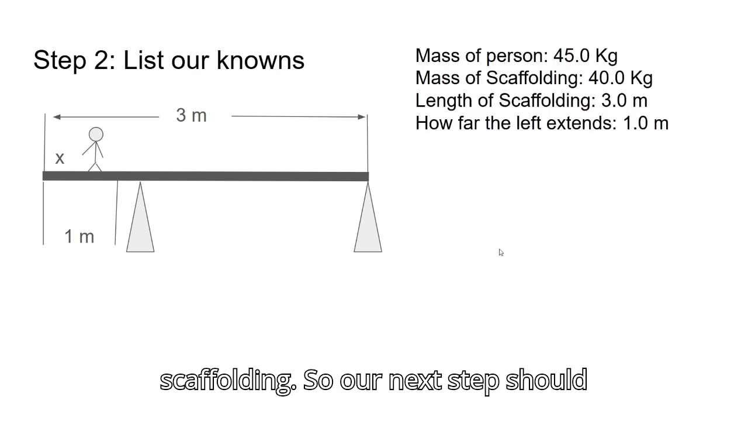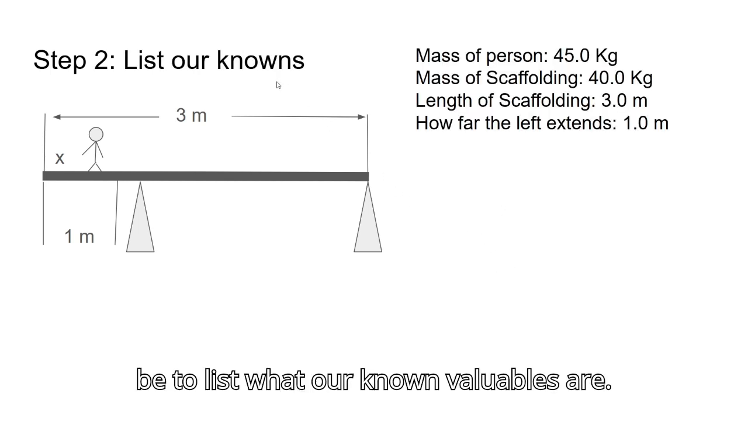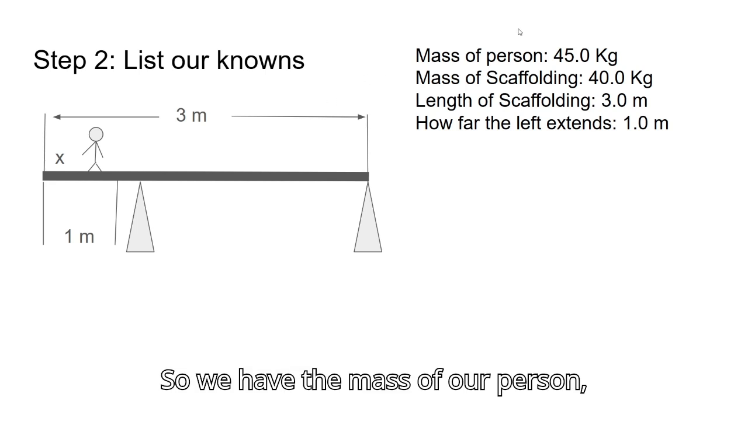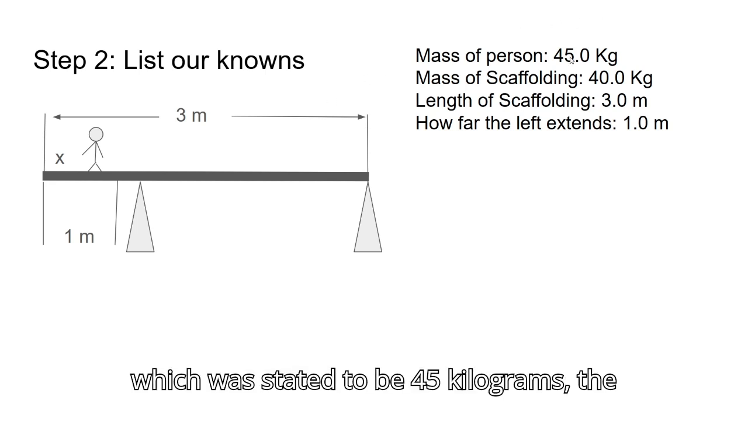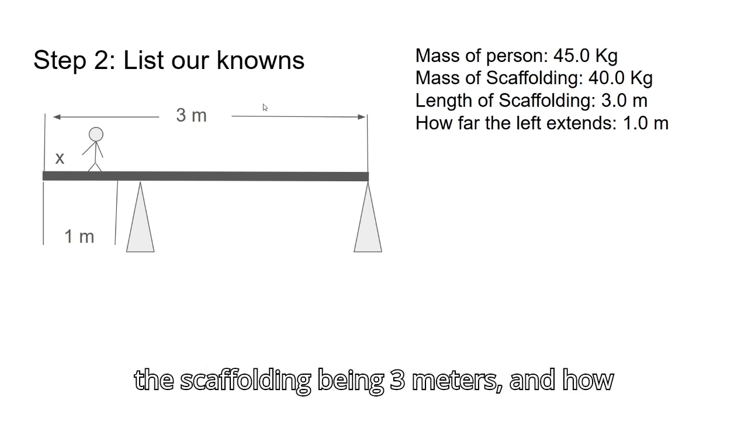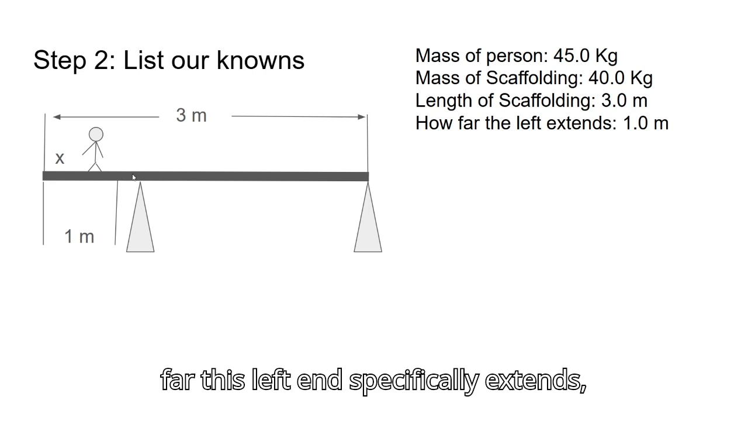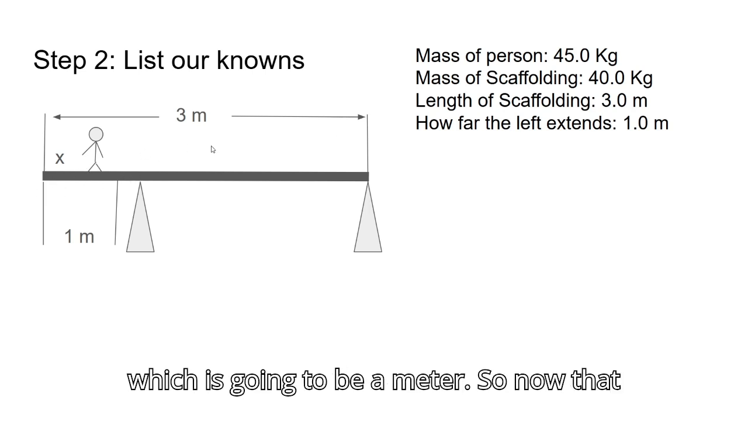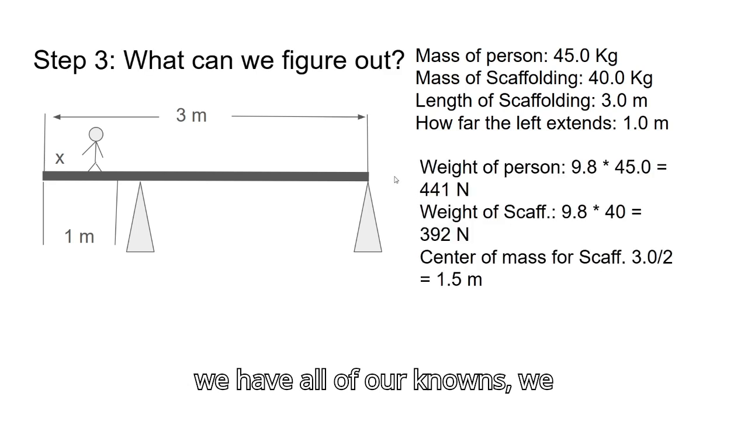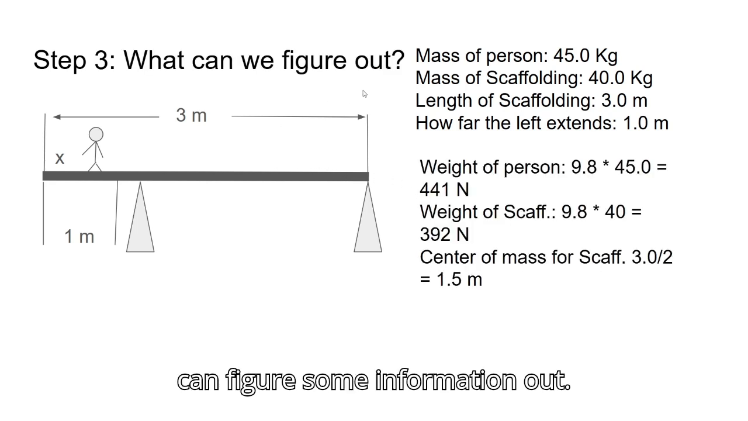So our next step should be to list what our known variables are. So we have the mass of our person, which was stated to be 45 kilograms, the scaffolding 40 kilograms, the length of the scaffolding being 3 meters, and how far this left end specifically extends, which is going to be a meter. So now that we have all of our knowns, we can figure some information out.